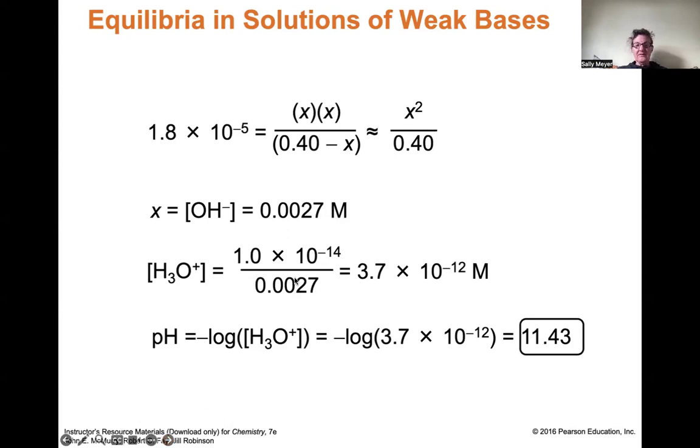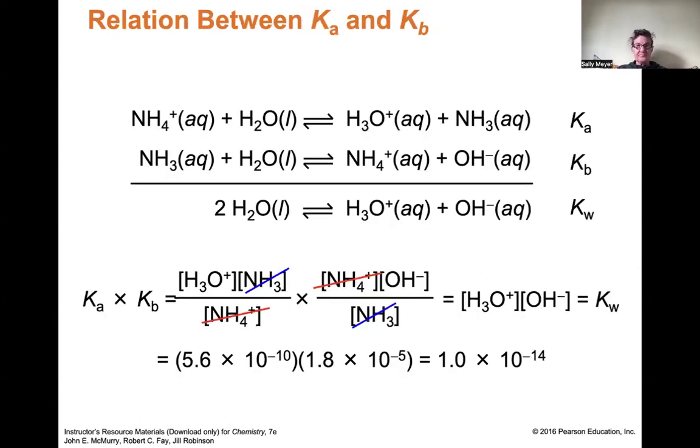Where's my pointer? There it is. So Kw over OH minus gives you the H3O plus, and then you can get the pH as we've done it all along. pH is equal to the negative log of the hydronium ion concentration.